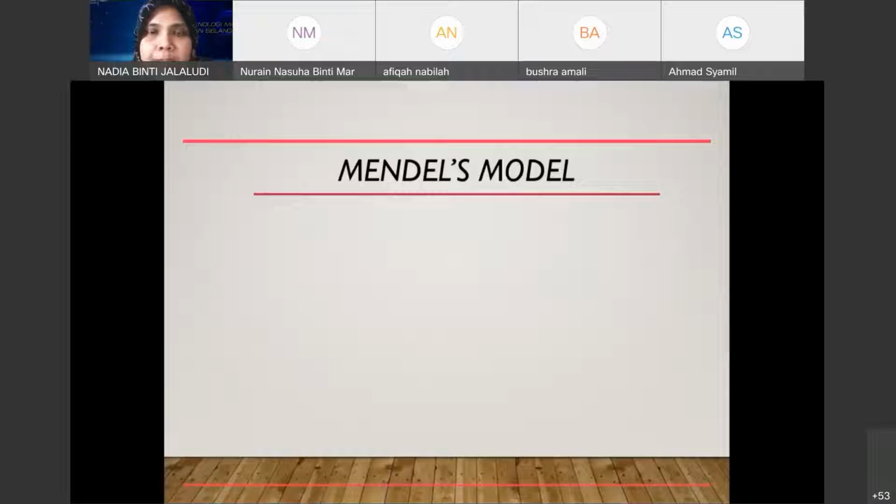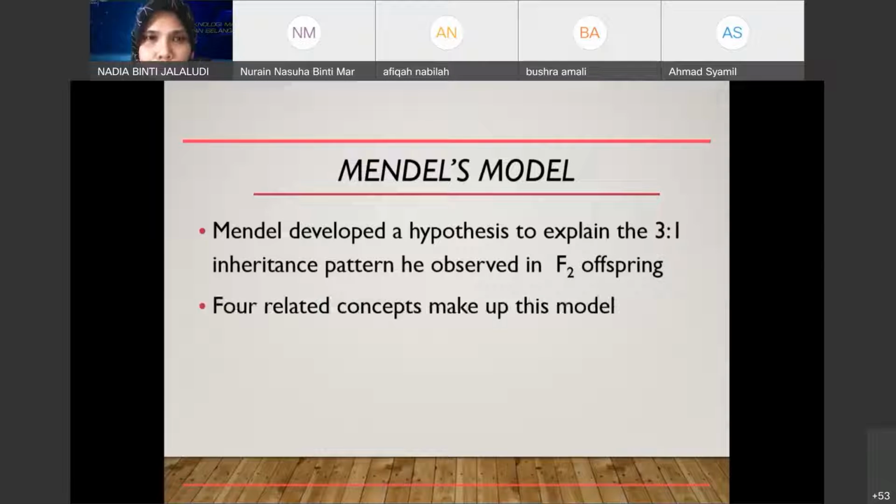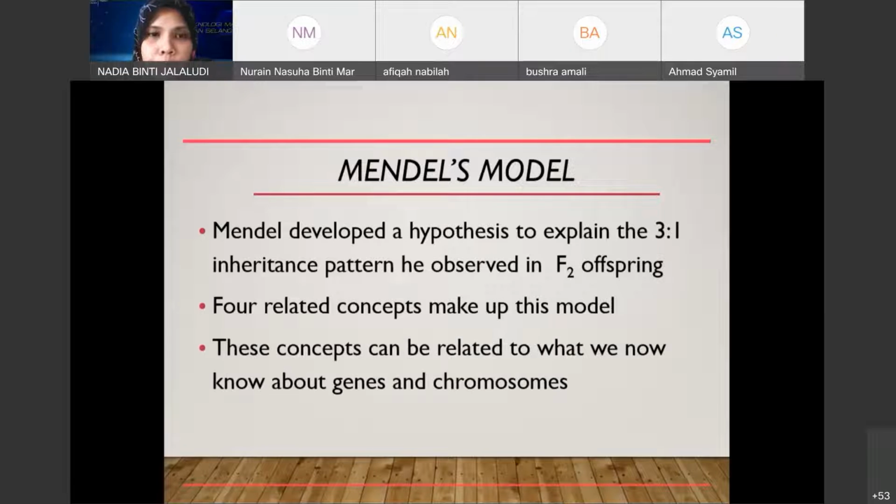Okay, so Mendel's model. So Mendel developed a hypothesis to explain the 3:1 inheritance pattern he observed in F2 offspring. 4 related concepts make up this model. These concepts can be related to what we now know about genes and chromosomes. So masa Mendel dulu dia tak sebut genes, tak sebut alleles, tak sebut kromosom, dia cuma sebut unit, traits, characteristics, macam tu.